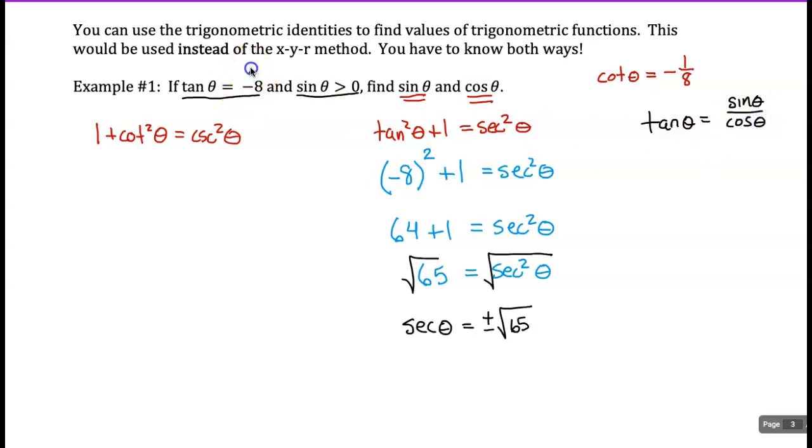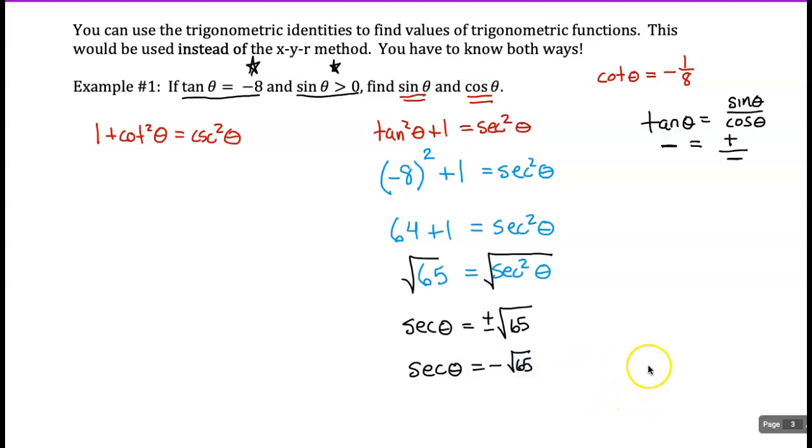Well, if tangent is negative, and I know that my sine is positive, then what does my cosine need to be in order to give me a negative when I divide? So if cosine were positive, a positive divided by a positive would give me a positive. So that's not what I want. So my cosine needs to be negative here. So if my cosine's negative, then my secant has to be negative. So now I know that the secant of this angle is negative root 65.